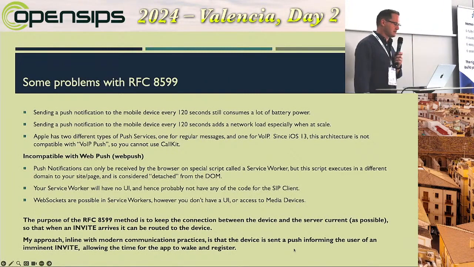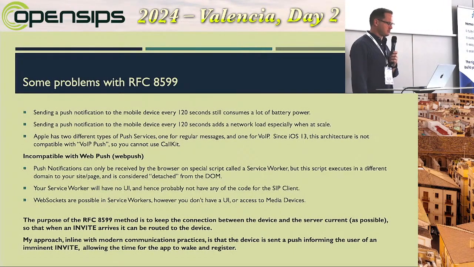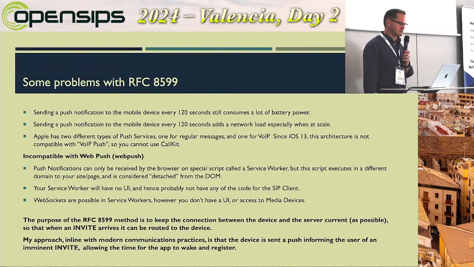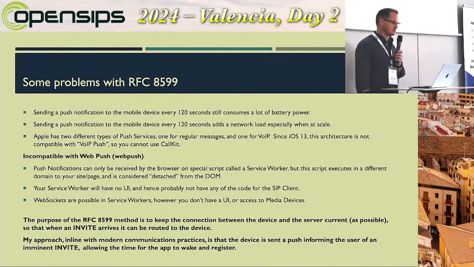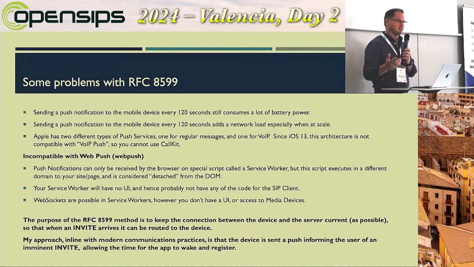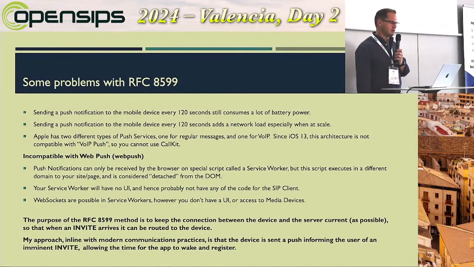So the thing is, I have a few problems with this RFC. First of all, sending a push notification to a device every 120 seconds, as per the suggestion, is still going to consume power. I mean, you're just keeping the application awake in the background. The other thing is, sending a push notification now adds network load. Not so much to your device, that's a single push notification, but to your OpenSIPS stack, if you had 100,000 endpoints, it would be sending a lot of push notifications.